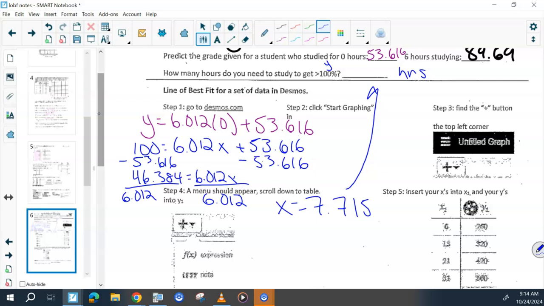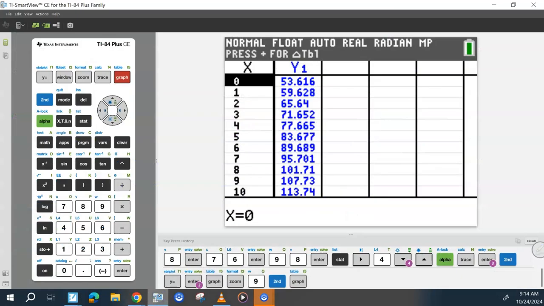Now, I'm going to show you how to do that same thing on the calculator. So if we go back, you should already be on your table. If I'm looking for when my grade is greater than 100, well, I know at 8, if I just wanted a whole number, that works. If I wanted that specific 7.715, I'm going to do this. So everyone do this with me.